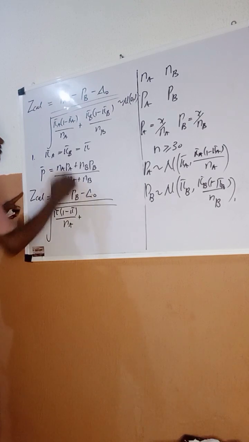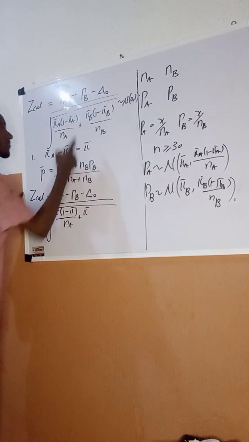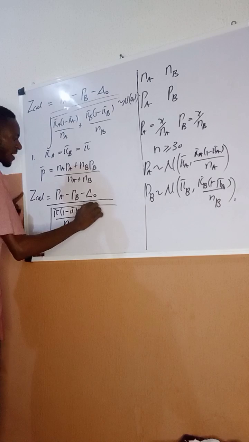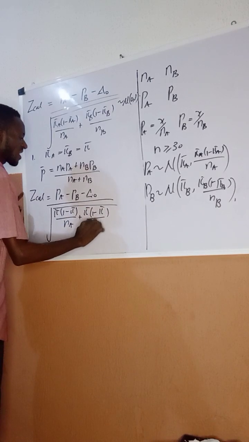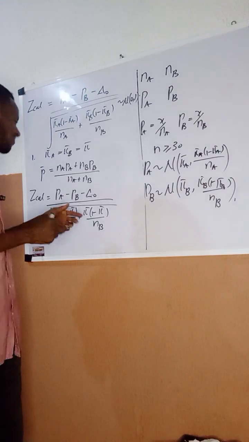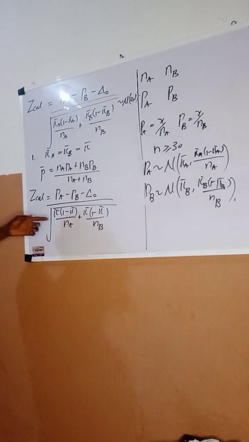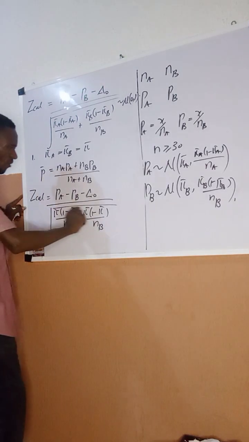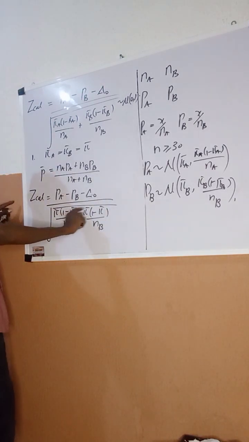plus pi, instead of writing pi of B, into 1 minus pi all over n of B. This thing becomes in this format. And of course, when it is in this format, we can decide to look at what we have inside. We can decide now to solve what we have inside this square root.